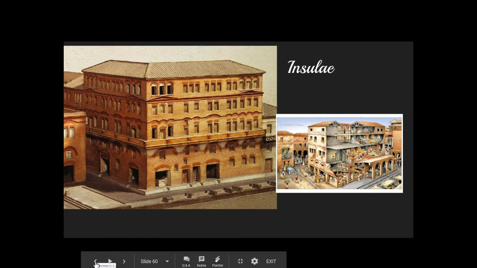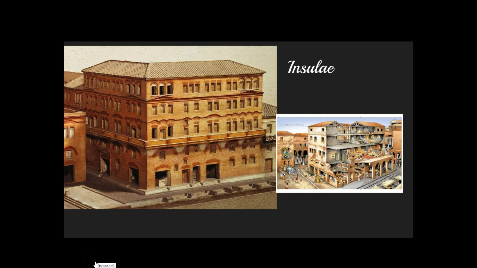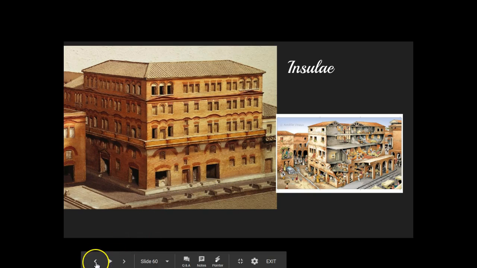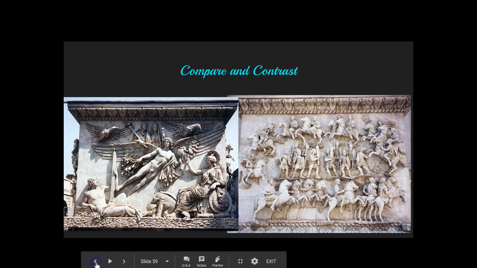There we go. A lot of them couldn't afford houses or couldn't buy a house because it was extremely expensive. They could buy a house in the country for what one year's rent costs for an apartment in the city. But they chose to live a lot in the city. This would be a classic Roman apartment building.